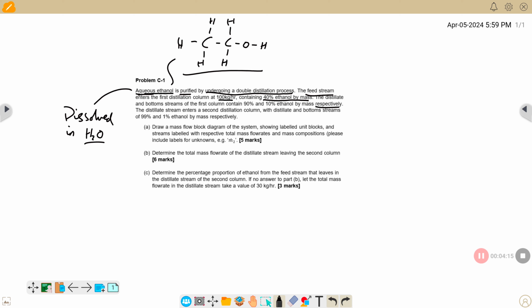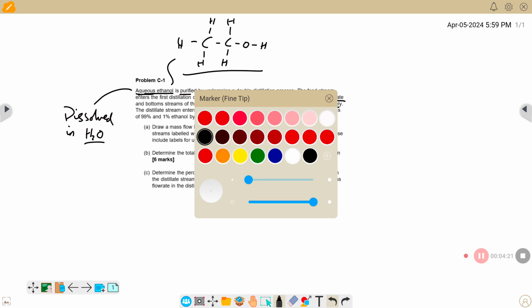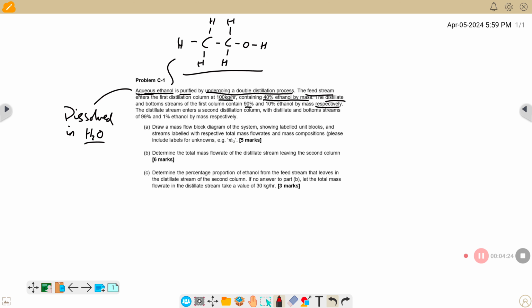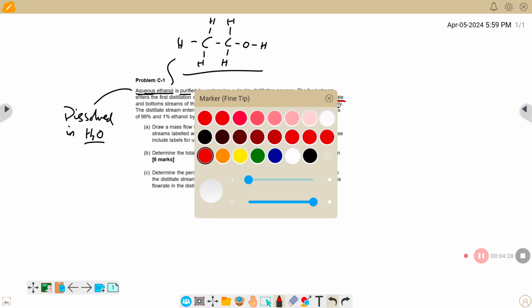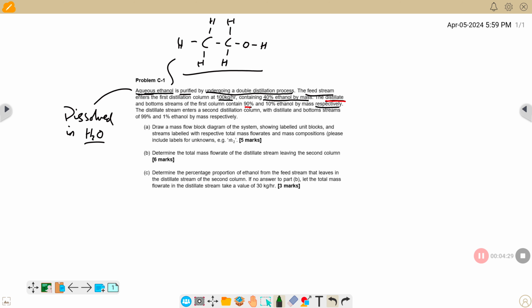The way we take the word respectively, if you're unfamiliar, this sentence says the distillate and bottom streams of the first column contain 90% and 10% ethanol by mass respectively. That basically means that the distillate contains 90%. Let me be crystal clear. So the distillate contains 90% and the bottoms contains 10%. That's what we mean by respectively, basically. So if you're unfamiliar with that, that's what that means.